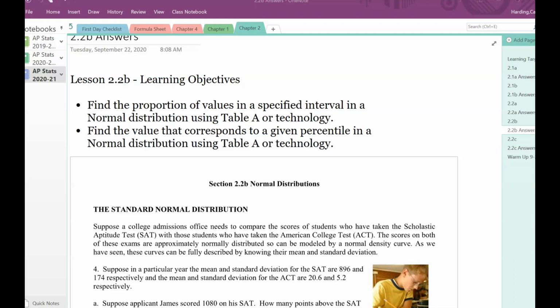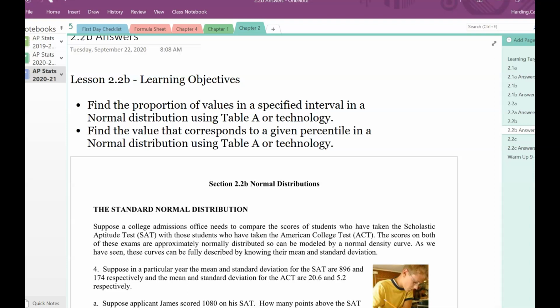So you see the learning objectives at the top. Find the proportion of values in a specified interval in a normal distribution using table A, I'll explain that, and technology, which is your calculator, I will explain that also. And then find the value that corresponds to a given percentile. Remember, percentile is the percent of data that falls below a given number. So let's come back to the example here at the top of activity 2.2b.